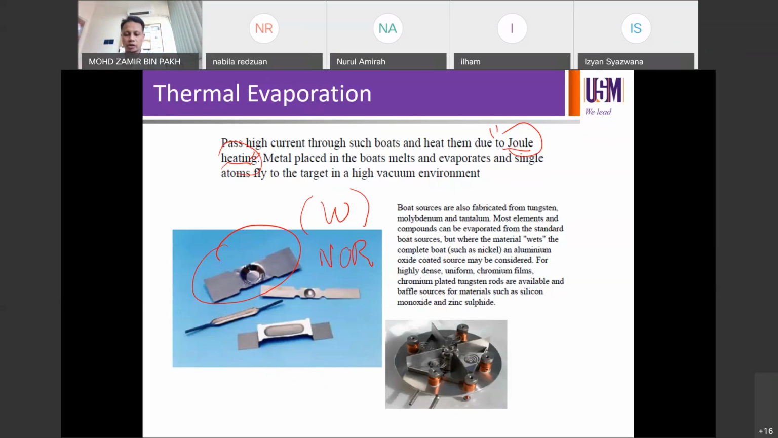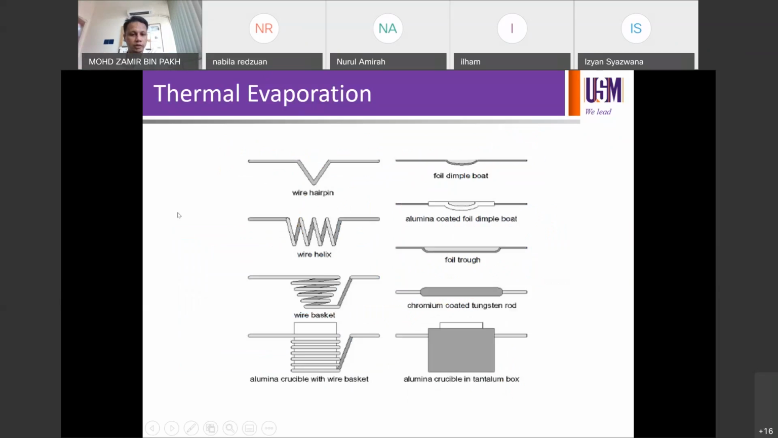So your sources is something like this. You may have a few sources like this, so not necessarily a single source. So this is the illustration. The boats can come in many shapes and sizes and materials as well.